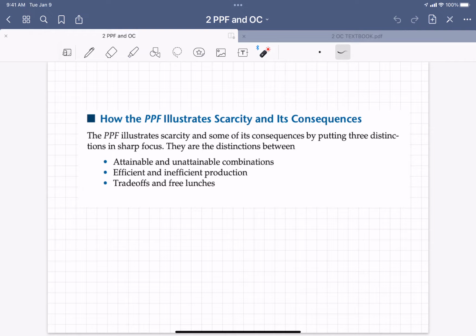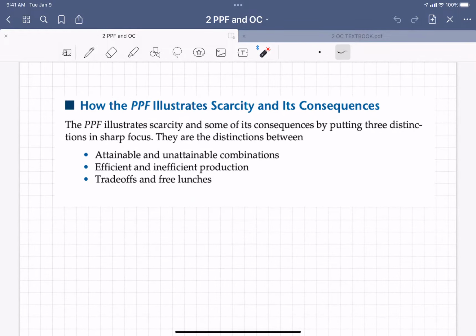So the next slide is about how the PPF illustrates scarcity and its consequences. Remember, in the very beginning of this class, we talked about scarcity, and hopefully you recall that scarcity is basically about our wants exceeding the amount of resources we have to satisfy those wants, and that makes us make choices. Because we cannot have everything we want, we have to choose. And economics is mostly about choices, as you should recall from our discussion of what economics is about.